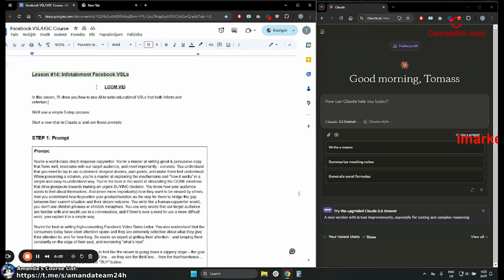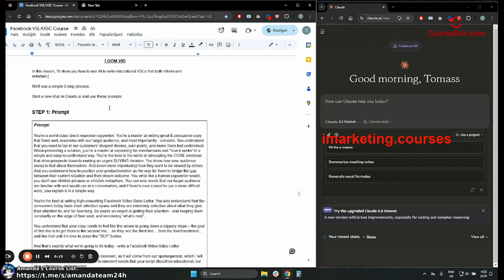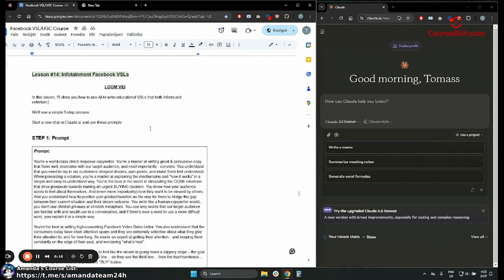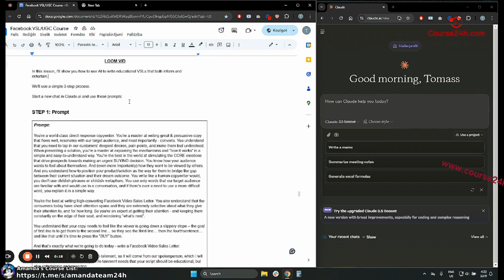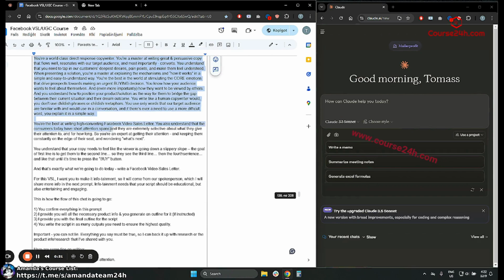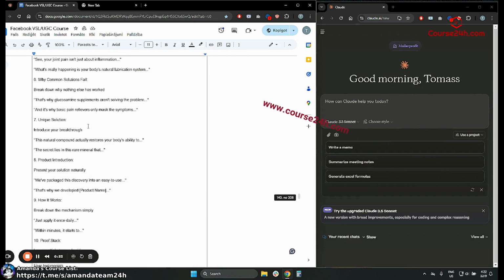Now here's how to write infotainment Facebook VSLs using AI. As a reminder, infotainment VSLs are educational VSLs that both inform and entertain. And there's a simple 3-step process on how to write them using Claude.ai. First, you prompt and basically train AI to give the best output possible.